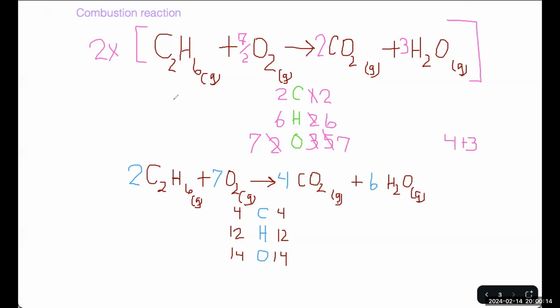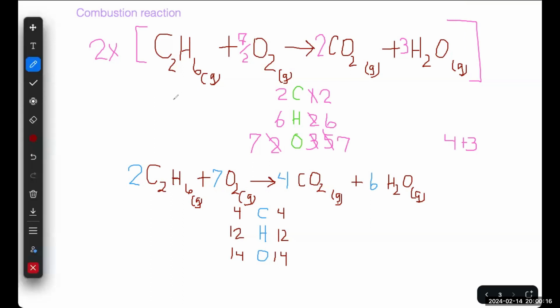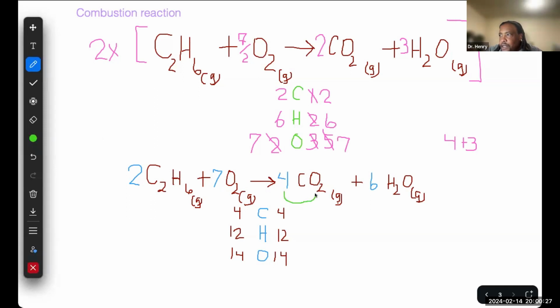How did we get the 14 for oxygen on the product side? Let me see, I'll draw it out here. We'll use the green. So we have our 4 times our 2, which is 8. And then we have 6 times 1. So 8 plus 6, and that's going to equal 14.